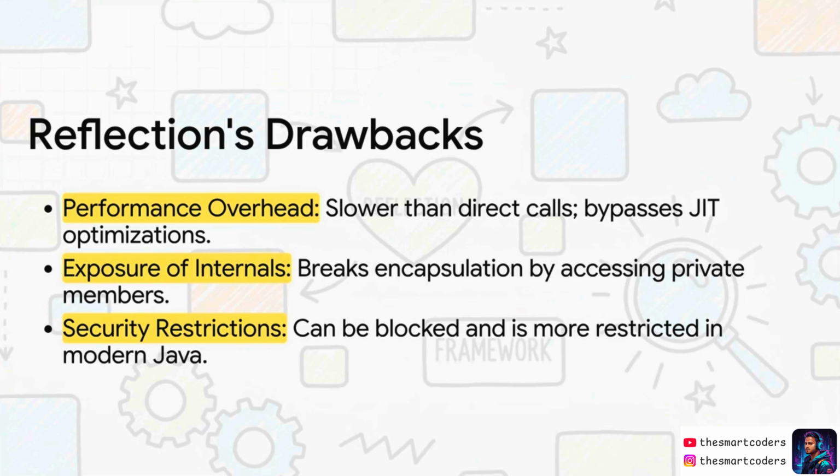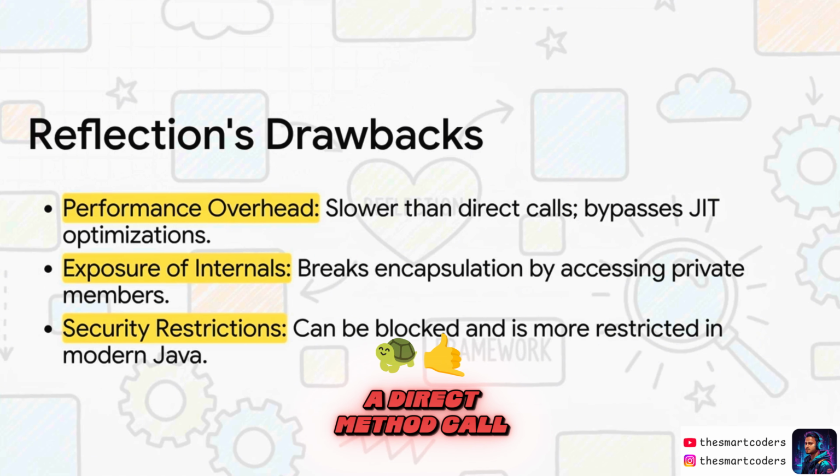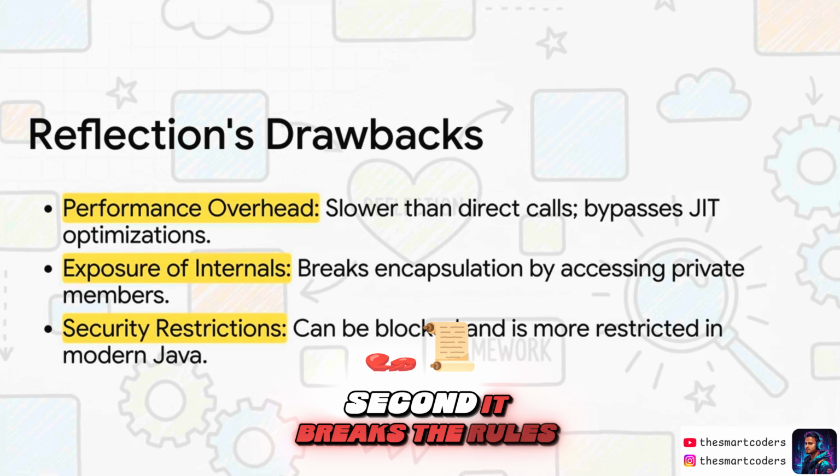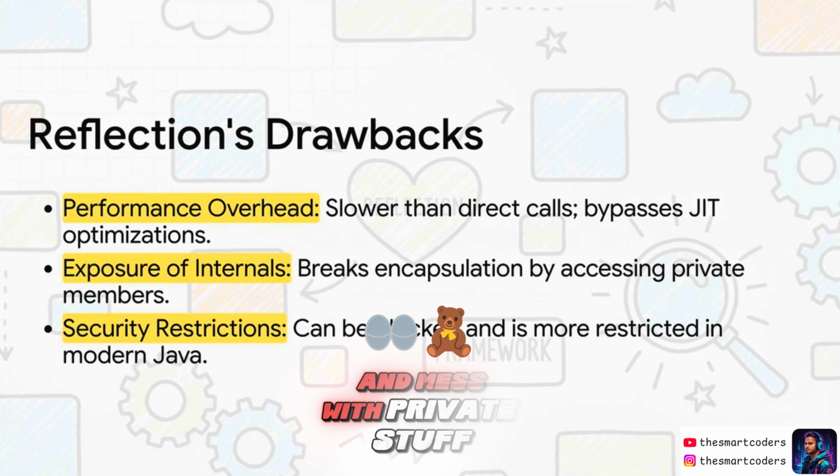First, performance. It's just plain slower than a direct method call. Second, it breaks the rules. It can reach into your objects and mess with private stuff, which can make your code really unpredictable. And third, security. Modern versions of Java have been putting more and more restrictions on what reflection is allowed to do.